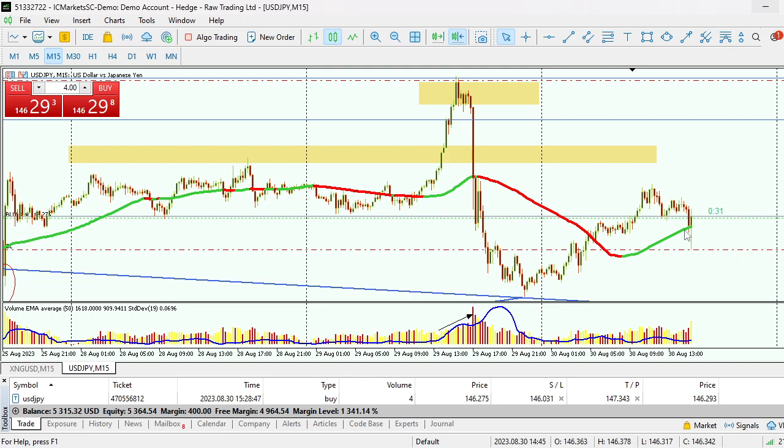Since it's moving higher, that means the big guys, big institutions, know that the news release is gonna be positive for the US dollar. Let's see. So for people who trade gold, if the US dollar is positive, the gold is gonna drop. Yep, let's go.